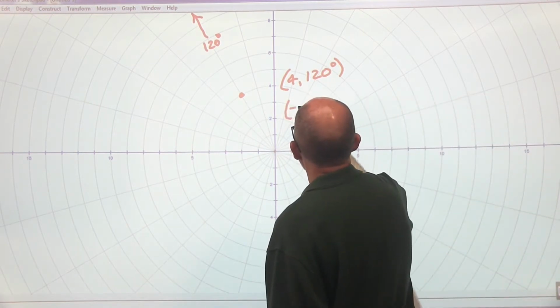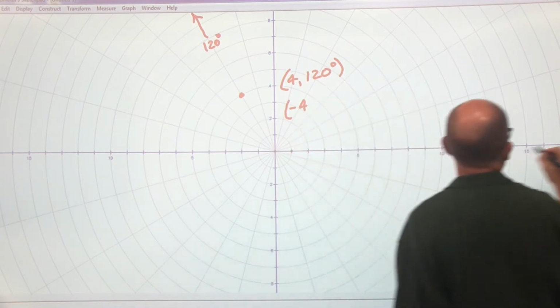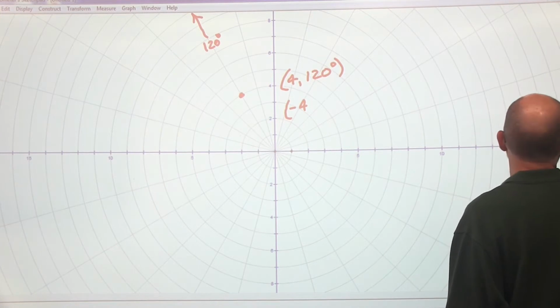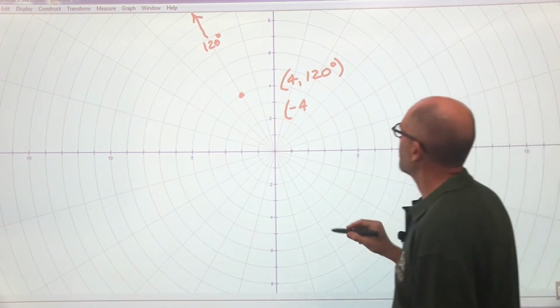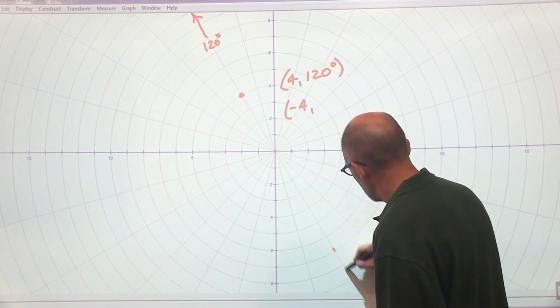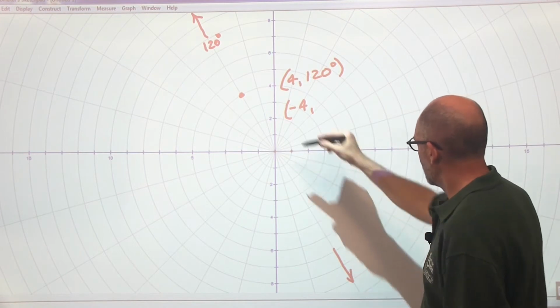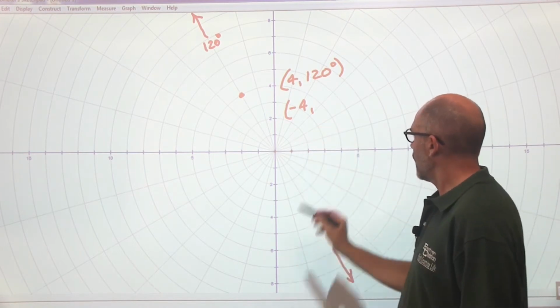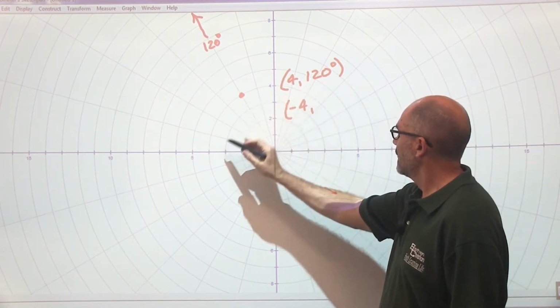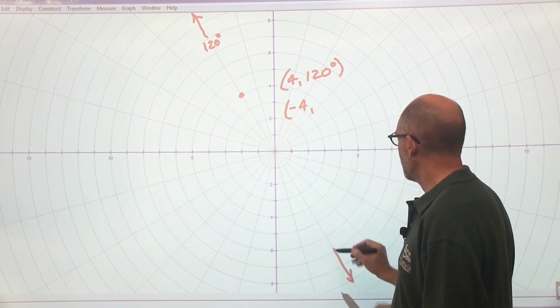Now, let's name it with a negative 4. So I want negative 4 with a positive angle. So what's my positive angle going to be? I'm going to be going down this direction. So what angle is it that's going down that direction? Well, this is 90, 180, 270, plus another 30 is 300.